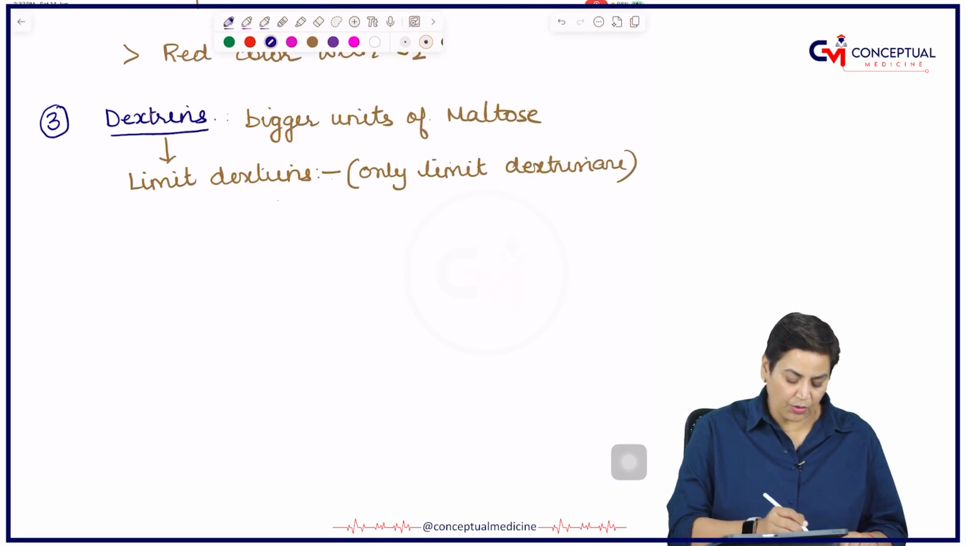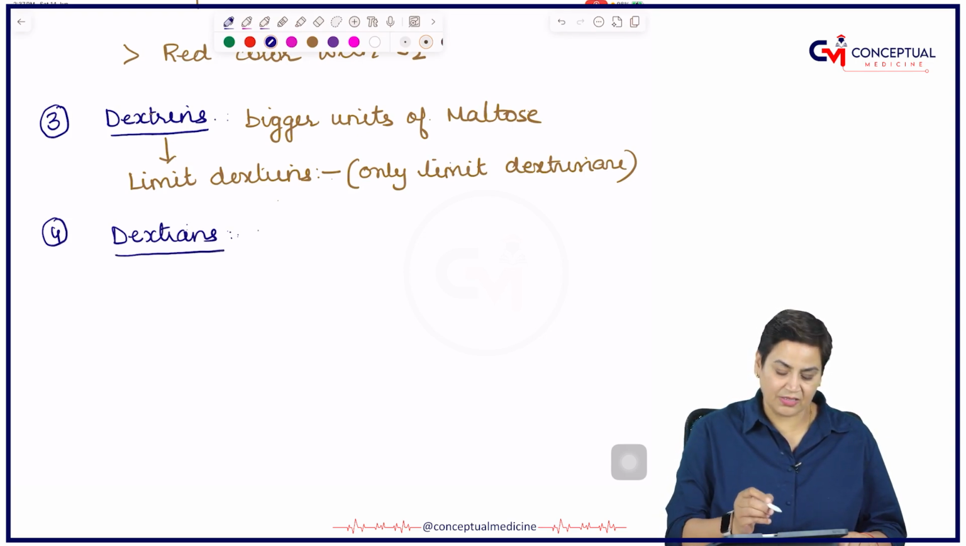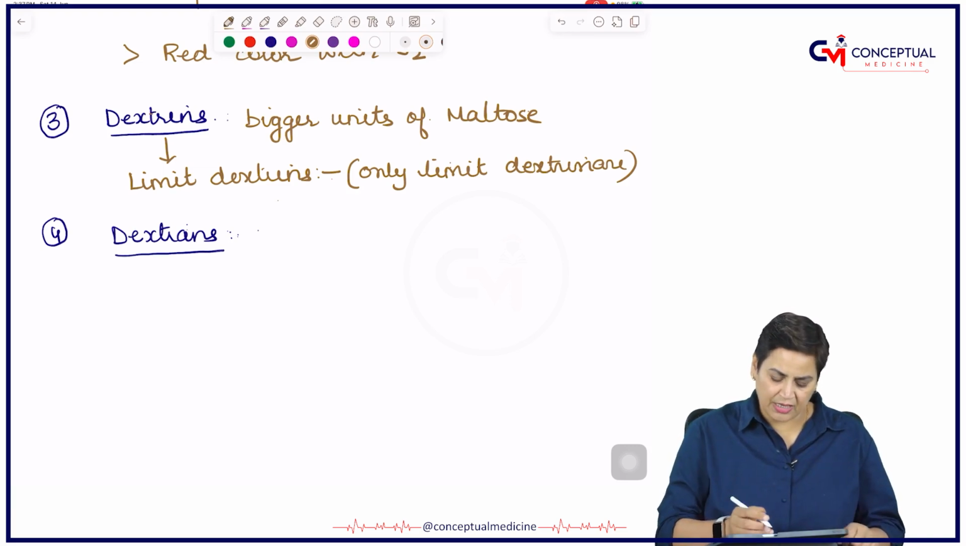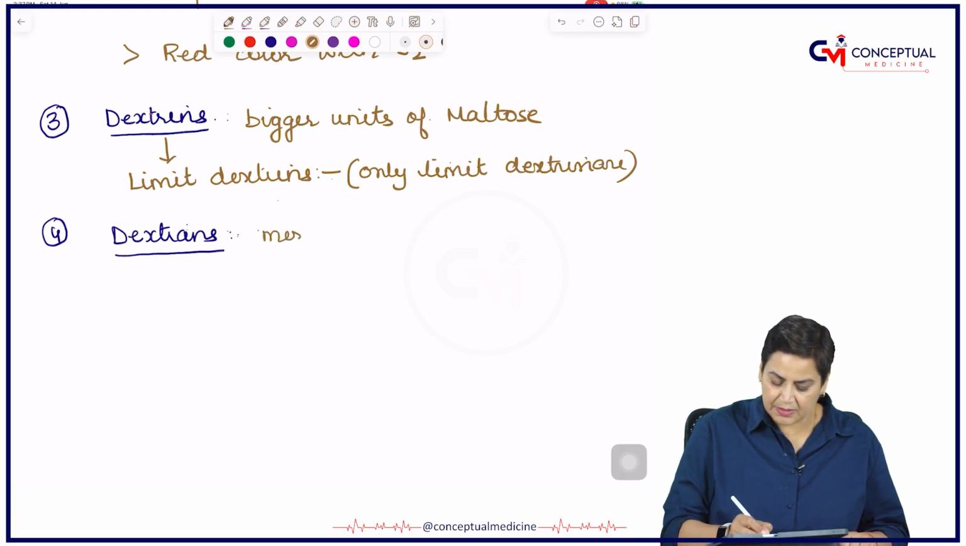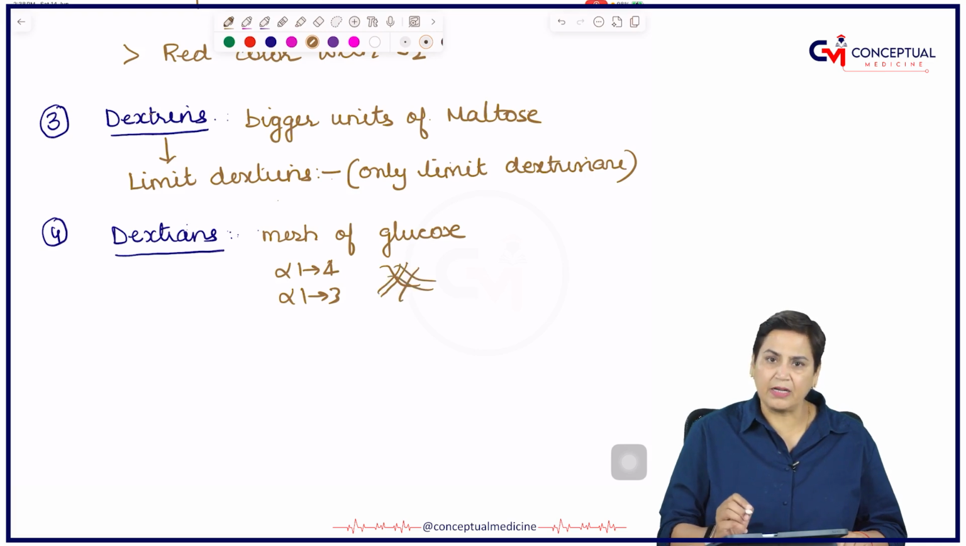Then another important one is the dextrans. Most students get confused between dextrins and dextrans. Always remember, dextrins are bigger units of maltose, but dextrans are a mesh of glucose. And if we talk about the linkages, the linkage can be alpha 1,4, it can be alpha 1,3. It's like a mesh like this, but it is always formed of glucose.